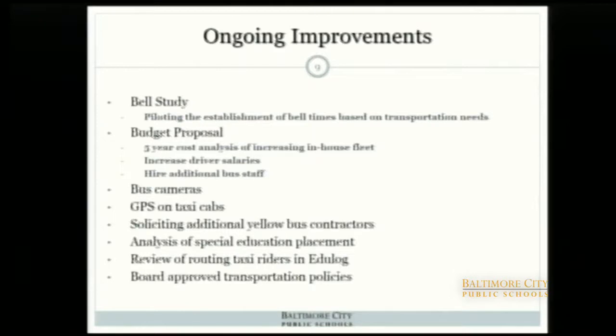Review of routing taxi riders in our routing system called Edgelog is something that we are looking to do potentially next year. Right now, we assign students to the taxi cab companies and they route them according to the drivers they have, but we are looking to route them in-house, give the cab companies the routes and just have them select the driver. And lastly, board-approved transportation policies is in the pipeline for ongoing improvements.